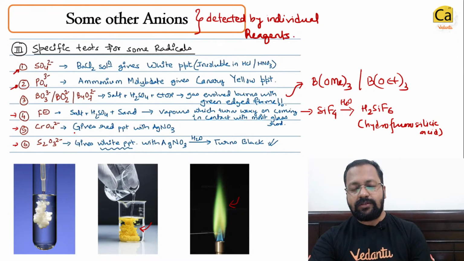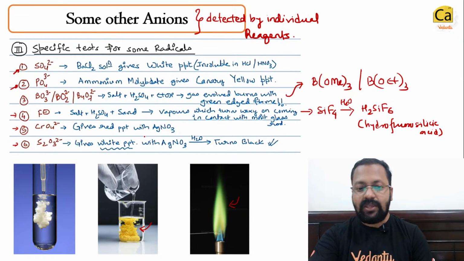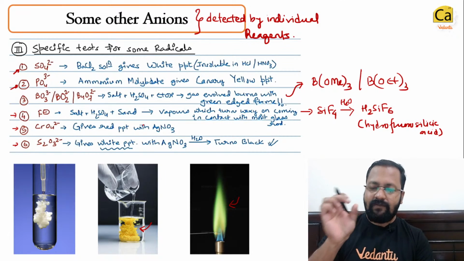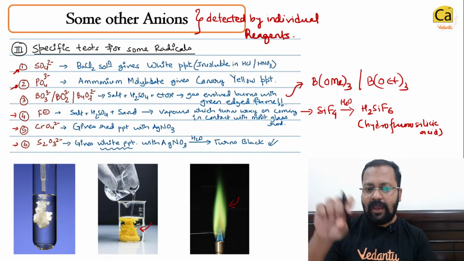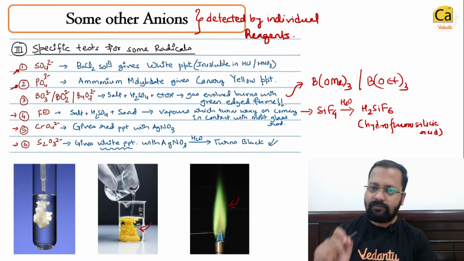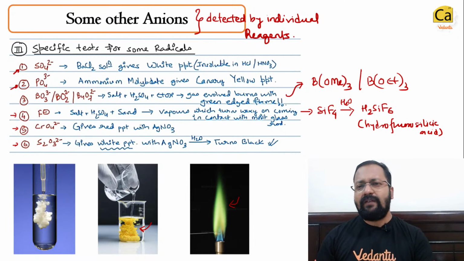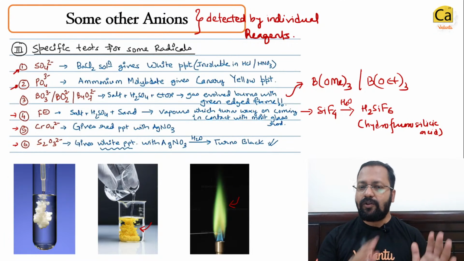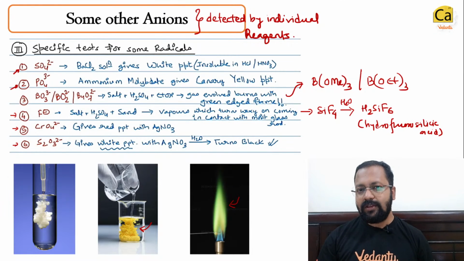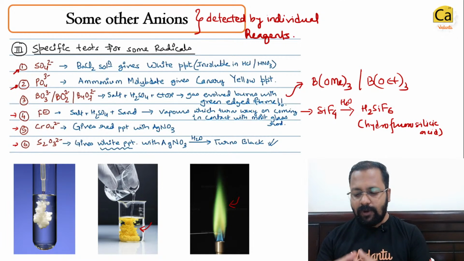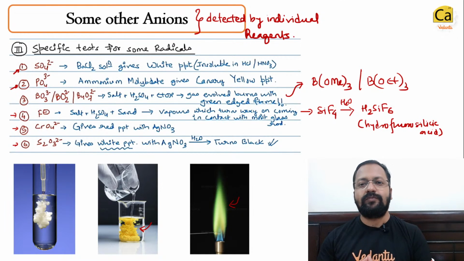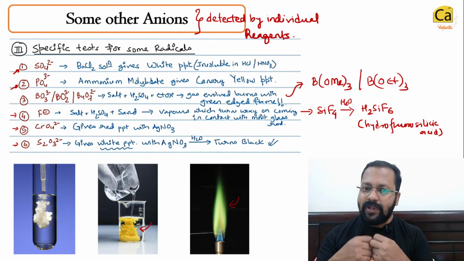CrO4 2-. This is chromate, not dichromate. Chromate gives a red precipitate with AgNO3. If you have a chromate entity, you add AgNO3, you will get red precipitate. And for thiosulfate, it will give a white precipitate. Thiosulfate और chloride वगैरह में कोई दिक्कत नहीं है. Thiosulfate and chloride will give the same reaction. It will give a white precipitate.